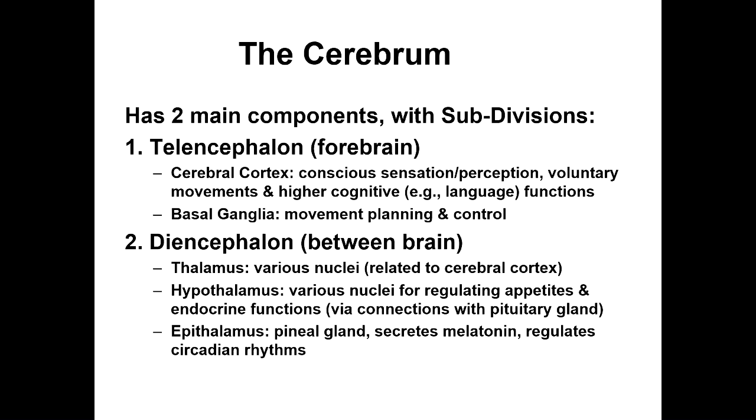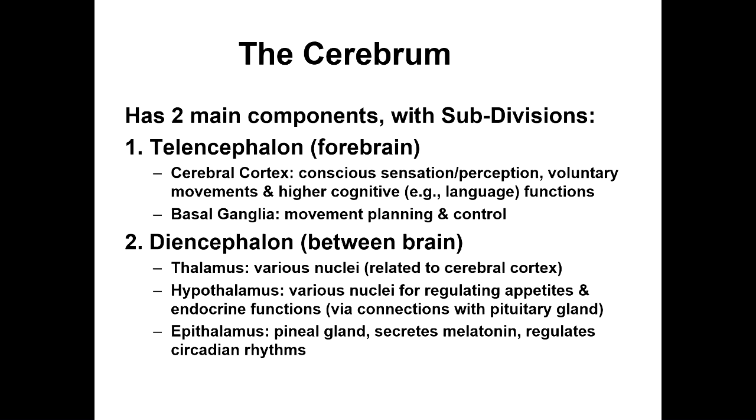The diencephalon, or between brain, itself has three major divisions to it. The largest of the divisions is called the thalamus, which contains different nuclei. By nuclei, I mean a nucleus is a collection of nerve cells all doing a particular job, which are directly connected via various axon pathways to different parts of the cerebral cortex.